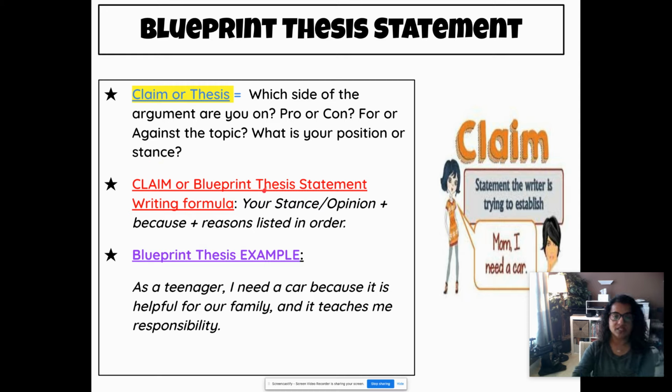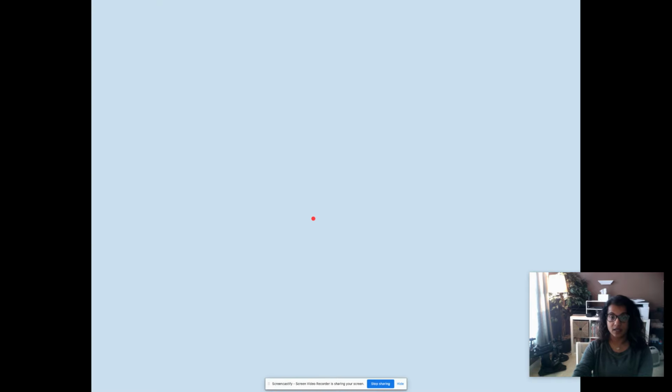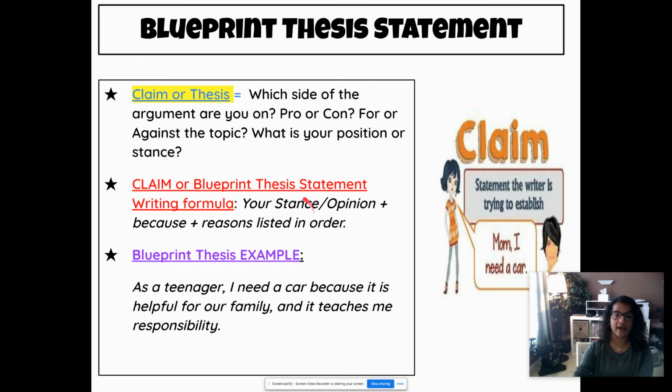Your blueprint thesis writing formula. So these are the parts of the formula that I need you to understand, know, memorize. One is you need to have your opinion or your stance. Are you for it or against it? So you start with that. And you also need to mention your topic right there, too.